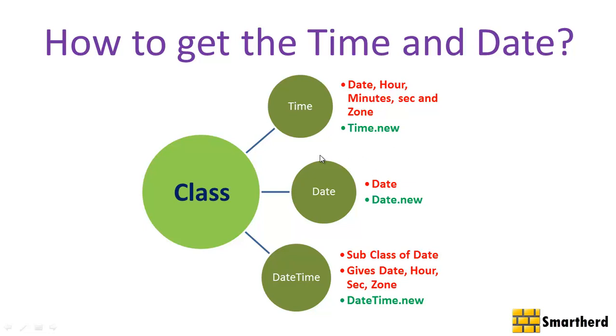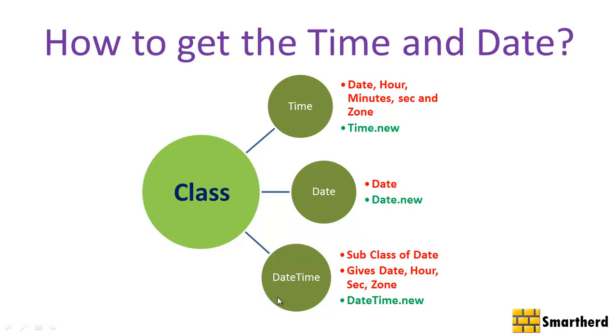Now, the second class is actually the Date class. This Date class only gives us the date, that is, suppose, 1st January 1946, like this. So to initialize the object, we have to simply write class name dot new, that is Date.new.